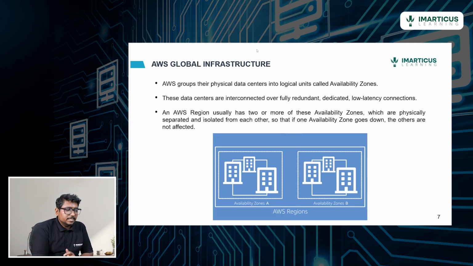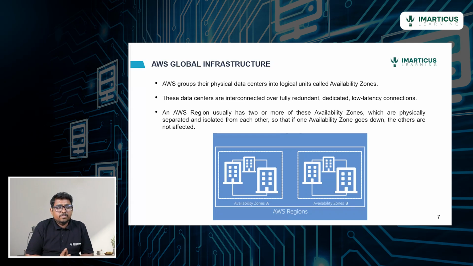These data centers are interconnected over a fully redundant, dedicated, low latency connection. Here low latency is a very important part. Low latency is nothing but the time between request and response. If the latency is very low, that means you get a very fast response. An AWS region usually has two or more availability zones, which are physically separated and isolated from each other, so that if one availability zone goes down, the others are not affected.